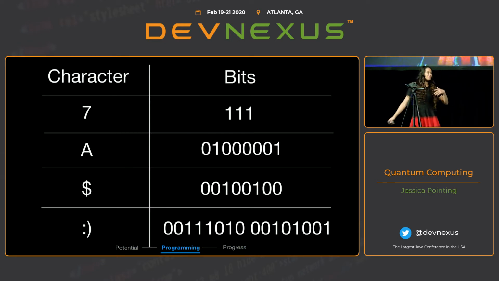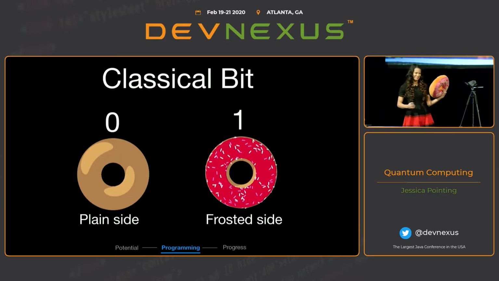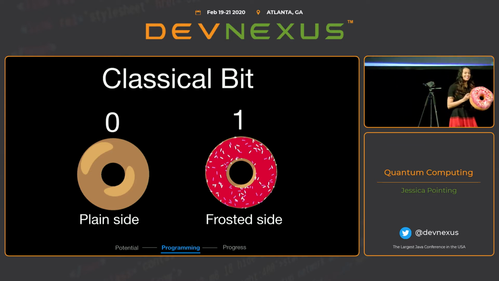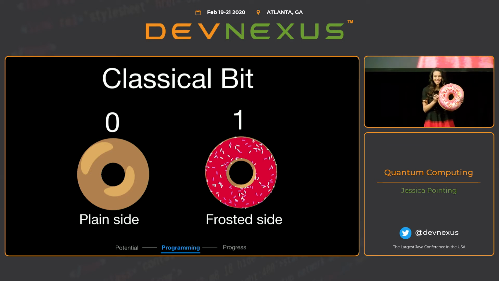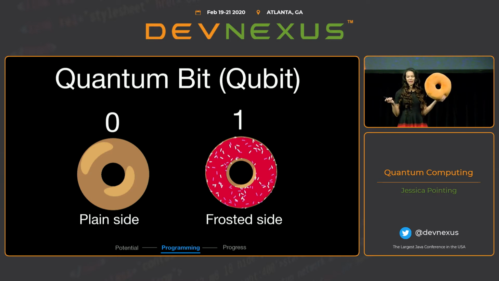So as you know, computers store and process information in bits, zeros and ones. Any character can be a sequence of bits. And to illustrate this next part of the talk, I have with me a donut. So let's say the classical bit, the 1 is the frosted side, and the 0 is the plain side. So this is our classical bit. Well, what about a quantum bit? Well, actually, a quantum bit, also known as a qubit, is actually the same, sort of. It can also be 1, and it can also be 0.